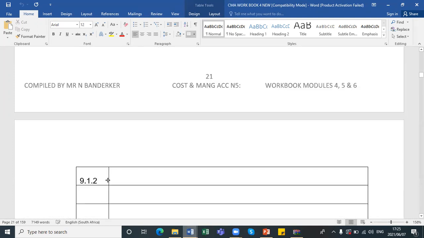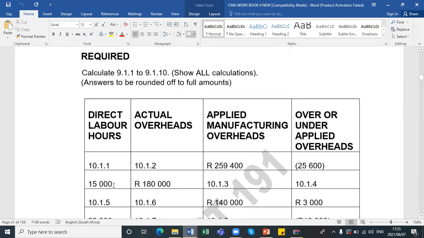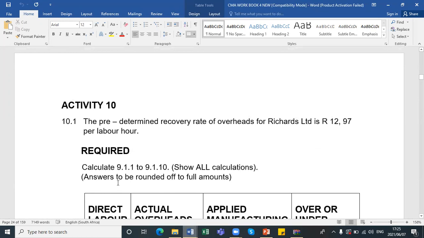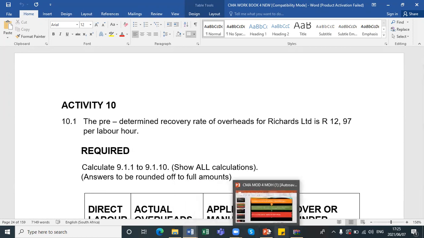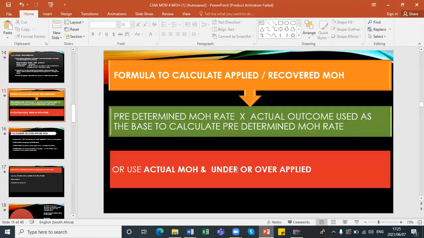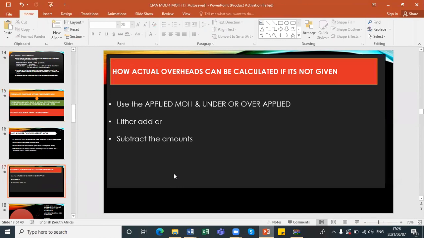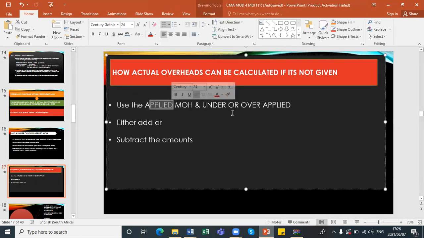I would like you to do activity 10. But for you to do 10, I want you to go through this video to see how I did activity 9. Both formulas can be used in activities 9, 10, 12, and 13. When you want to calculate under and over applied, one of these formulas can be used, but not both at the same time. And sometimes you need to calculate actual overheads, and these are the two items that you must use: applied overheads or under or over applied.